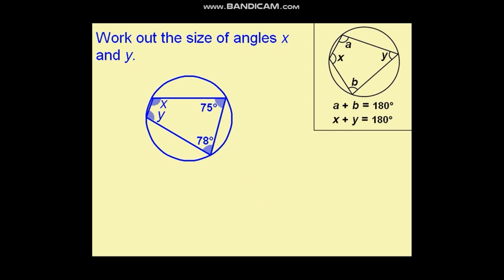Here's a question on that one for you to try. Press pause and have a go. When you're ready, press play. Here are the answers. To get this one, you needed to take 78 away from 180, and to get this one, you needed to take 75 away from 180.